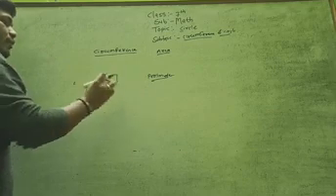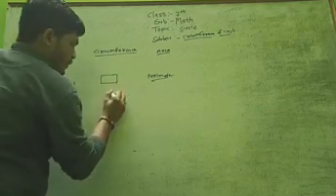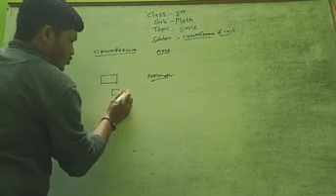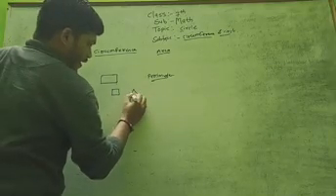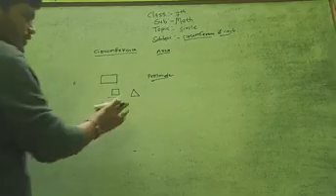For example, this is a rectangle. Now you should find out the perimeter of this rectangle. For example, this is a square. Then you should find out the perimeter of this square. Consider this is a triangle. Then you should find out the perimeter of this triangle.